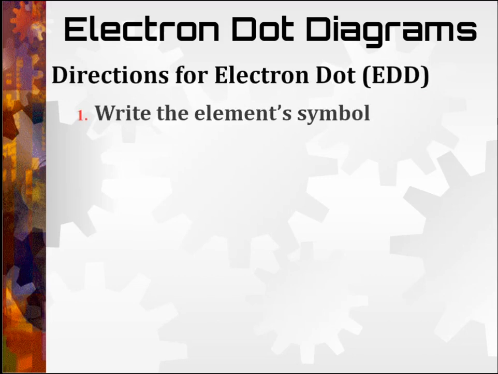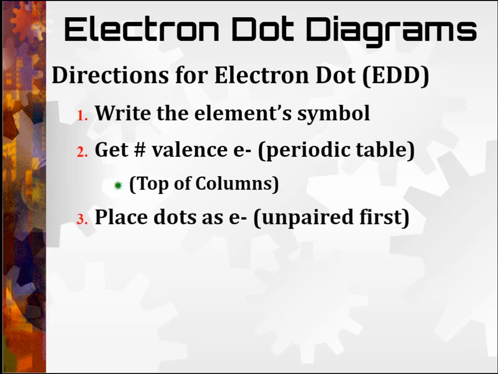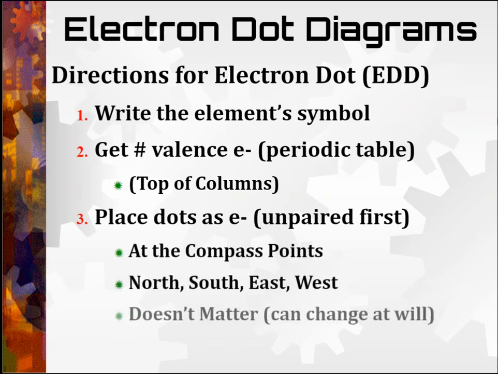Now, basically, you write the symbol, you get the valence electrons off of the table, they're at the top of columns, place the dots as electrons at the compass points, north, south, east, west. Doesn't really matter, and we can change it whenever we want, and there we go.